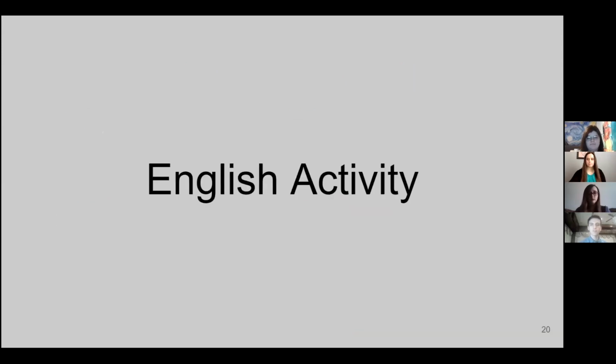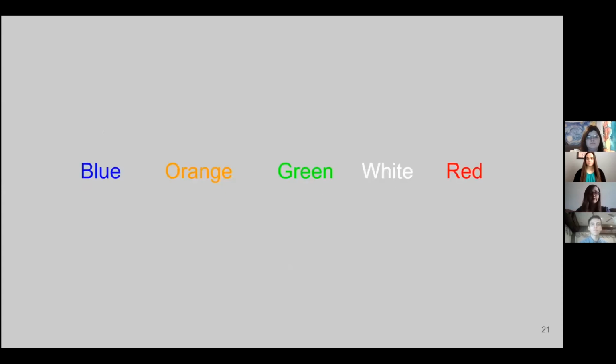So now I'm going to show you how a trial was conducted. After completing an online consent form and a LEAP-Q test, participants would join a Zoom call with the researcher. They would start with the English activity. This is an example slide for the congruent test, so the color matches the spelling of the word.